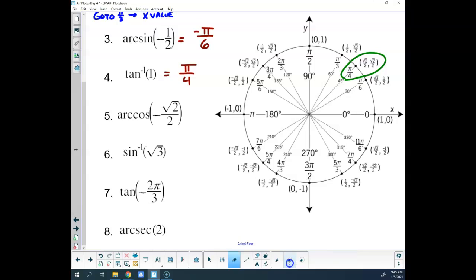Inverse cosine, that's the top half of the unit circle. Where on the top half of the unit circle is the x value negative root 2 over 2? That's just there. This one is 3 pi over 4.